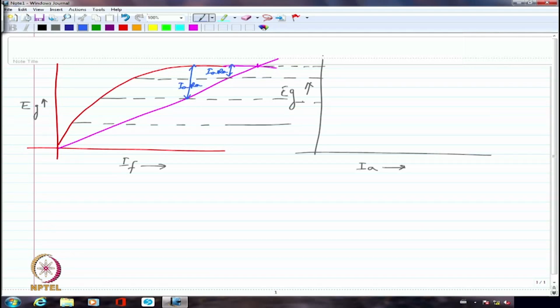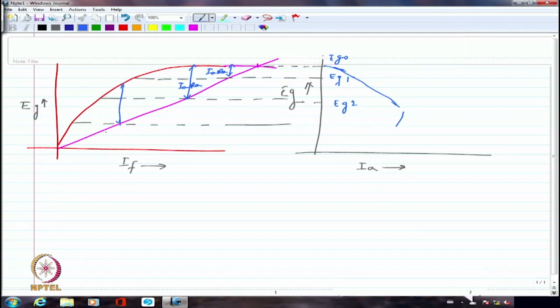So if I look at these as EG0, EG1, EG2 and so on, correspondingly I would get IA as 0 here, and here IA will be a small value, so I should plot it somewhat like this. Then here IA is larger, so I have to take it like this, and so on and so forth. So I am going to have continuously increasing current, and after some time I am going to see that even in this case IA is pretty large.